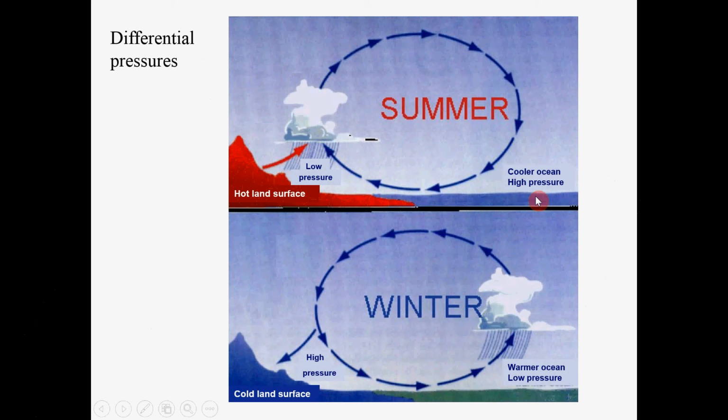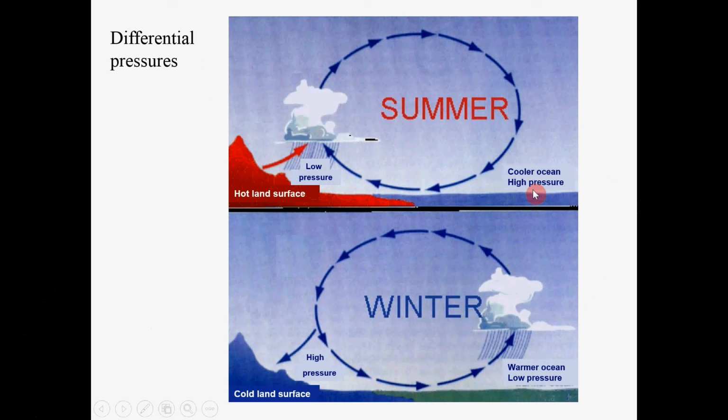On the ocean, it is opposite because the ocean has a cooler temperature, so the air near the ocean becomes cooler. When the air is cooler, the density is higher, it sinks down, forming a high pressure system.